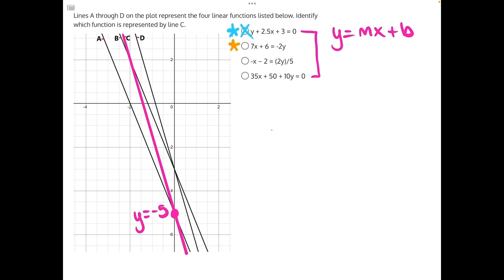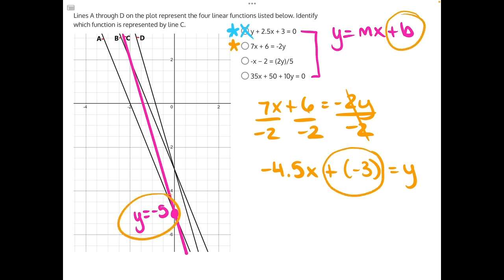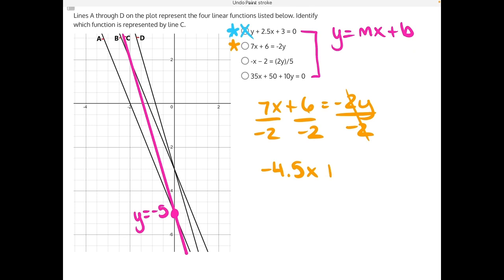Answer choice B says 7x plus 6 is equal to -2y. -2 is being multiplied to y, so to isolate, we need to do the opposite and divide everything by -2. These 2's will cancel, leaving us with 7 divided by -2, which would give us -3.5x, plus 6 divided by -2, which will give us a -3, is equal to y. Again, our b value here is a -3, not a -5. So that makes answer choice B incorrect, and we move on to answer choice C.